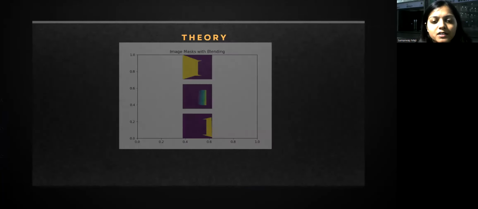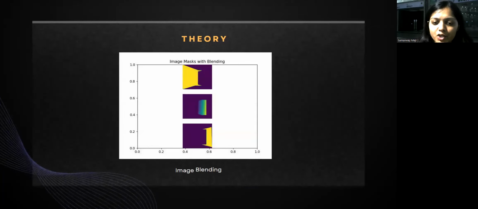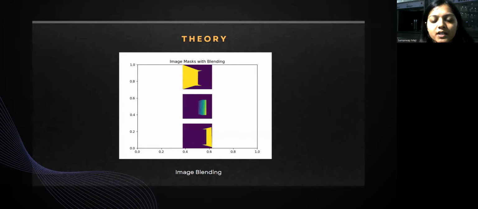Now, let's see this graph. In this graph, the first picture is the left portion of the image, and the third picture is the right portion of the image to be blended. The middle picture is the center part. As you can see, we will do a linear blending to merge these three components.